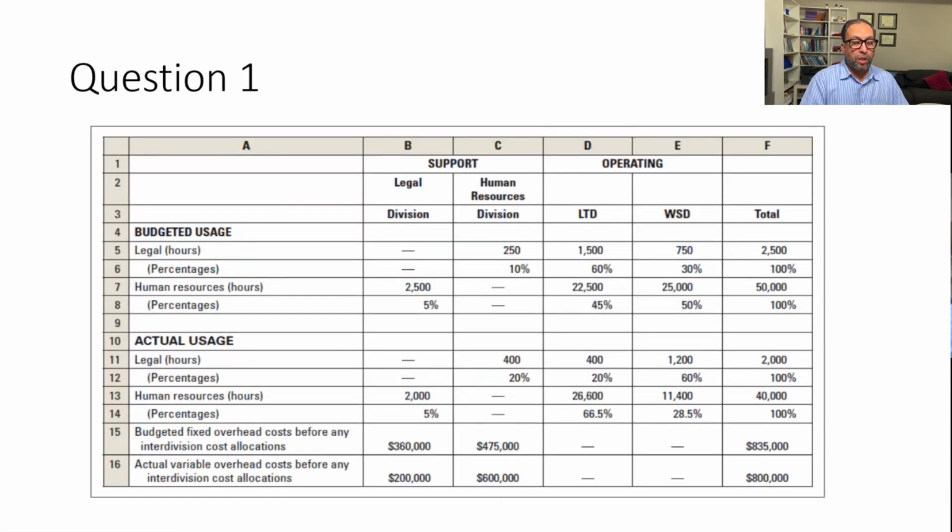This is an organization, and they have two operating departments, LTD and WSD. And there are two support departments: one is the legal division and the other is the human resource division. We know the legal hours these departments are using: 250 by human resource, 1,500 by LTD, and 750 by WSD. Then the human resource hours used by the legal department are 2,500, by LTD 22,500, and by WSD 25,000.